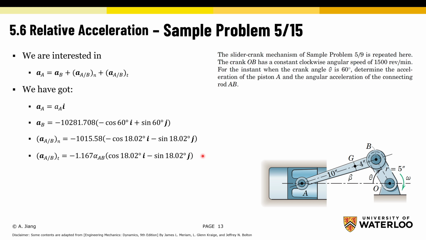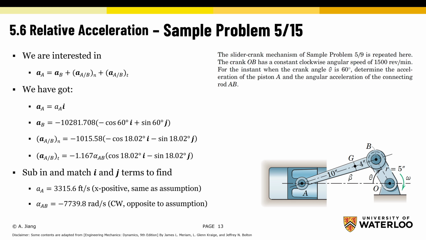So it seems like we have everything with two unknowns, which are alpha AB and AA. We have two equations. We have four equations and two directions. So this is two unknowns with two equations, essentially. So this is entirely solvable. We'll sub in everything and get our final answer for the absolute acceleration of A and the angular acceleration of AB.